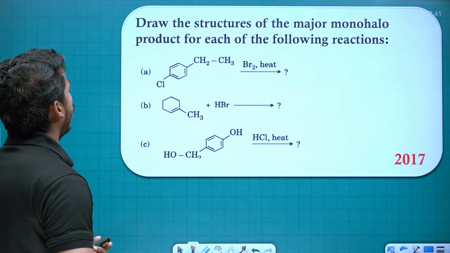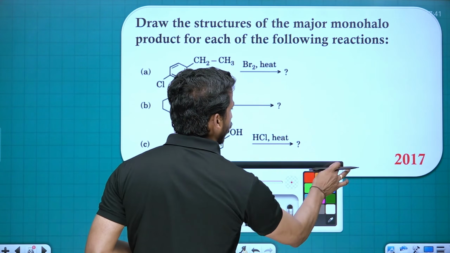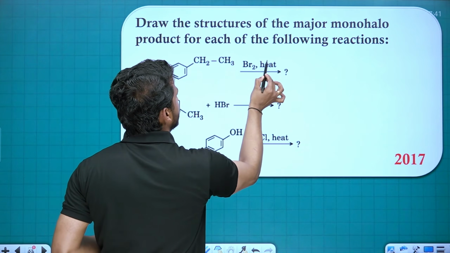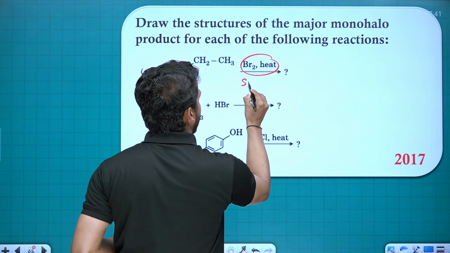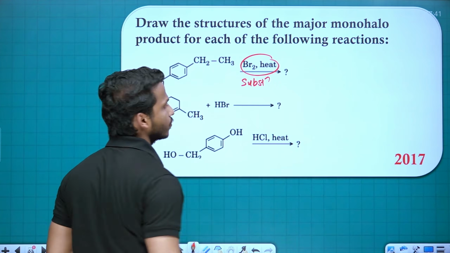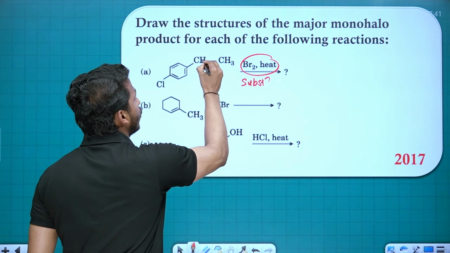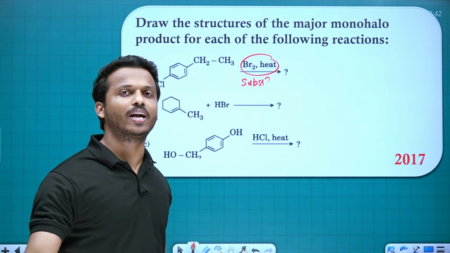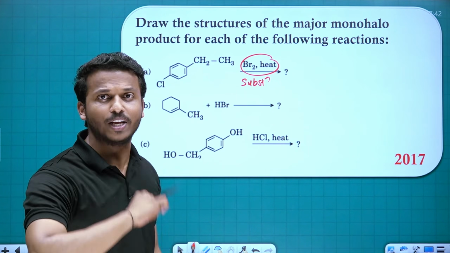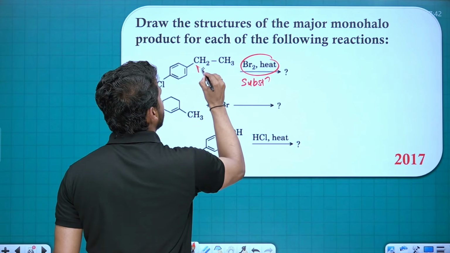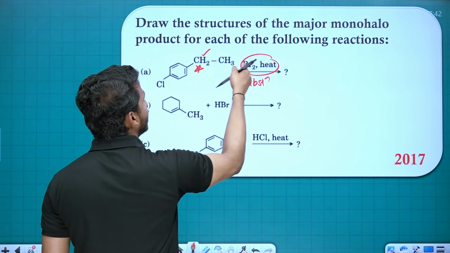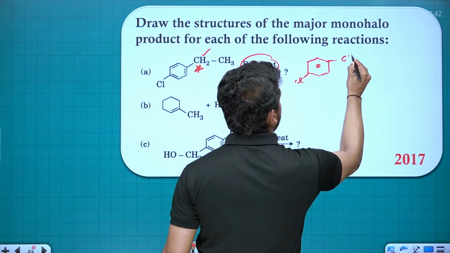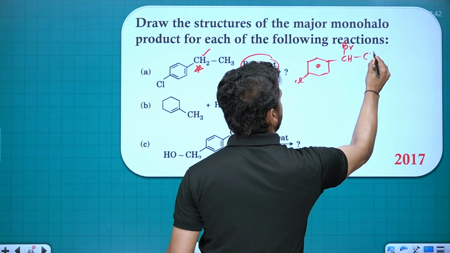Next one. Draw the structure of the major monohalo product. Okay. See, this is an alkane. This is bromine with light. So this is our free radical substitution reaction. So from where can you take hydrogen and place bromine? From both of the carbons you can remove hydrogen and put bromine. But one is major. Which one? I select this carbon. Please remove this hydrogen and place bromine there. Already one chlorine is here. It becomes CHBr and then CH3.